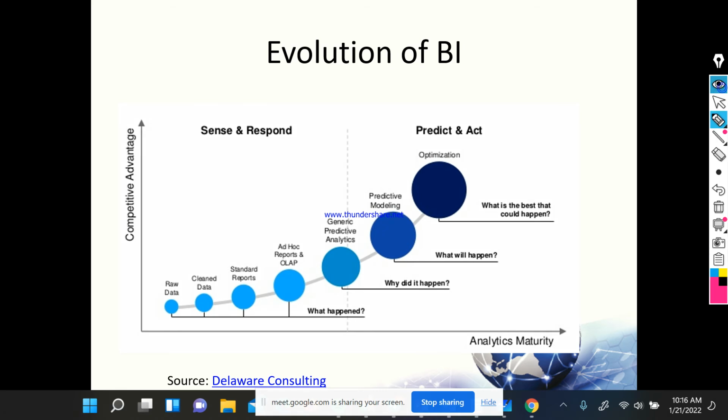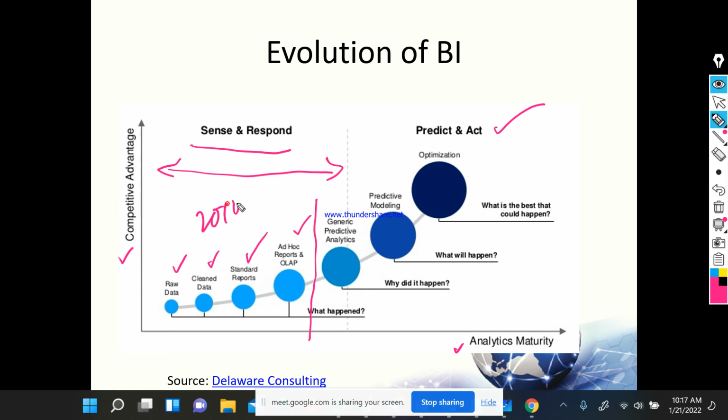So if you see the evolution of BI, we look at competitive advantage versus analytics maturity. Raw data, you see what happened so far. This is sense and respond. This is predict and act. And there are two boundaries. One boundary is sense and respond, and the other boundary is predict and act. If you see here, from raw data to clean data to standard report, ad hoc report, I'm talking about till 2010. And then generic predictive analytics started.